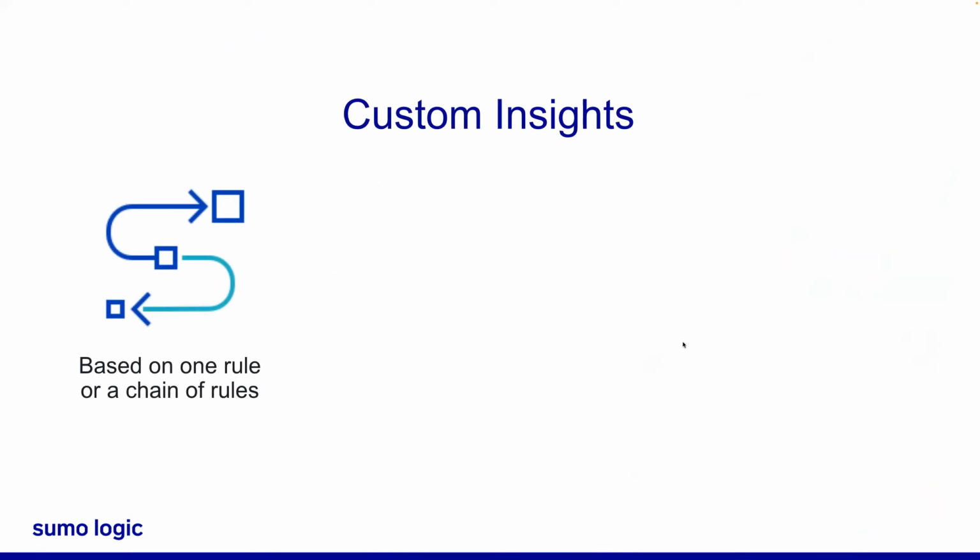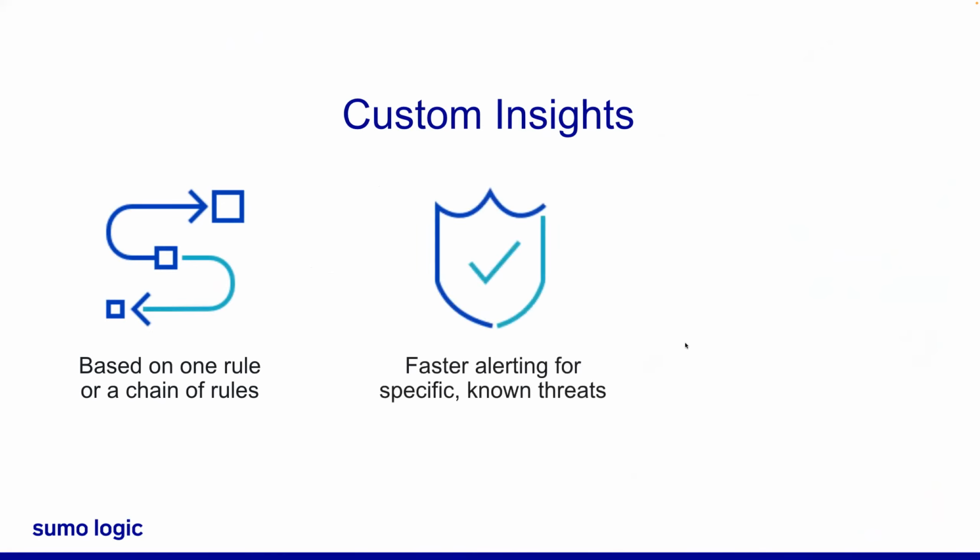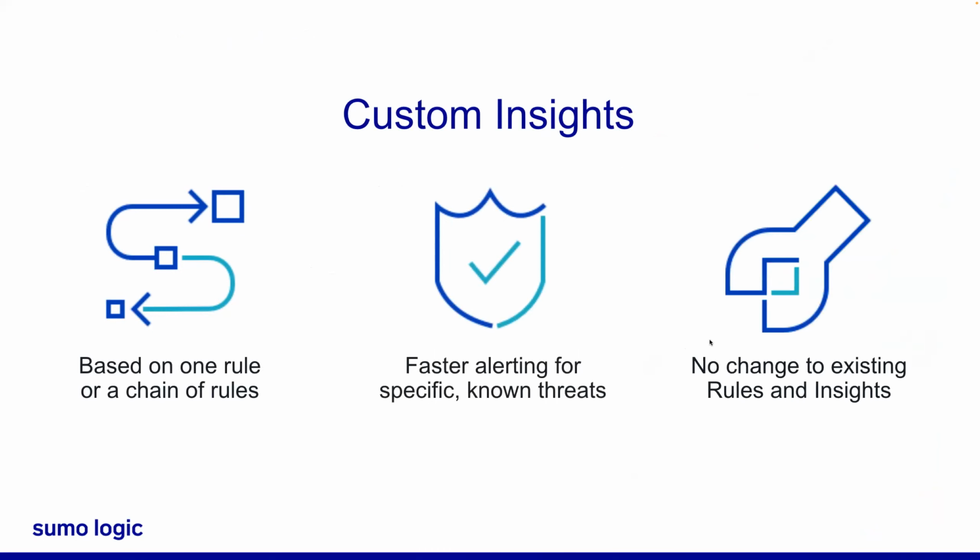That's going to let you create an insight based on one specific signal or a chain of signals, regardless of their severity scores. And this is really going to be helpful for known threats that are specific to your system. And where this is also helpful is you don't need to change any of your existing rules and insights. They keep working normally, so you don't have to adjust your default settings for those activity scores.